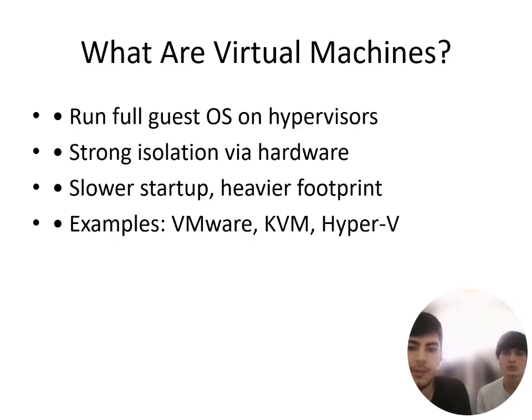Slide 3. Virtual machines. A virtual machine runs a full guest operating system, such as Windows or Linux, on top of a hypervisor like KVM, VMware, or Hyper-V. Because the entire OS is virtualized, VMs provide strong hardware level isolation. However, this comes with downsides. VMs use more CPU, memory, and storage, and they take a long time to boot. They generally have more overhead, and they remain useful for applications requiring strict isolation and security guarantees.